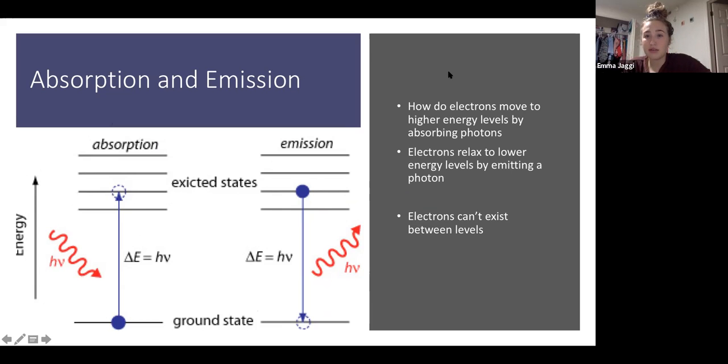And this is just explaining how they do that. Electrons relax to lower energy levels by emitting a photon. And electrons can't exist between energy levels. Like Professor Dave said, they're quantized, so they have to be in a certain specific energy level. They can't be in between ever.